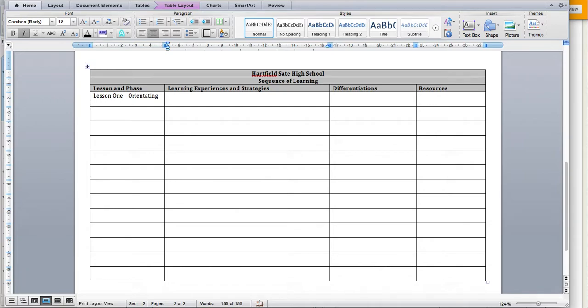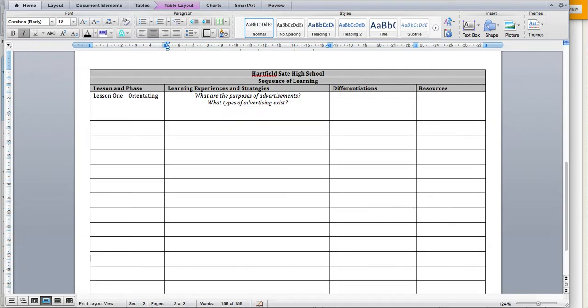I'd like you to begin each lesson with a focus question. That's what we do in an inquiry approach to learning. It's also been proven by a man called Hattie as one of the most effective strategies in improving student results, to give them a question or a focus for every lesson. So for example, if we're looking at advertising and persuasion, in our opening lesson we can say, what are the purposes of advertisements? What types of advertising exist? Okay, and that guides our focus for that lesson.